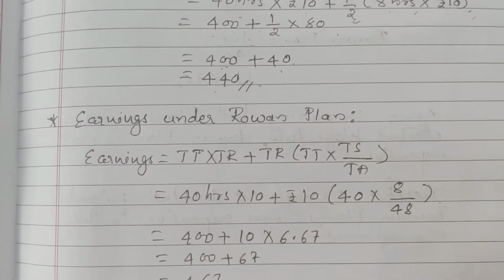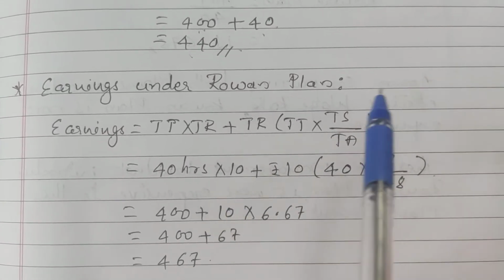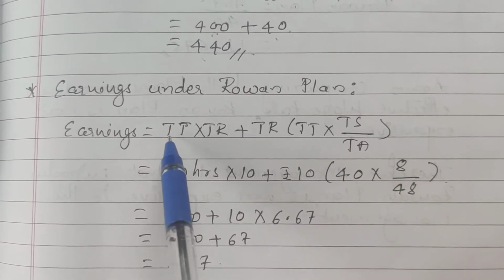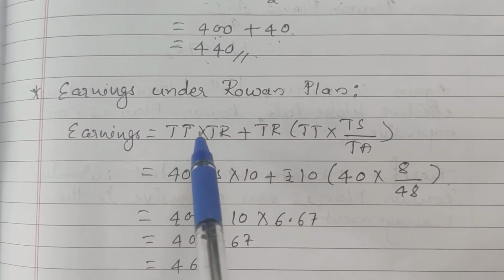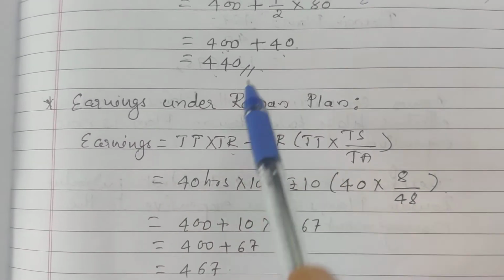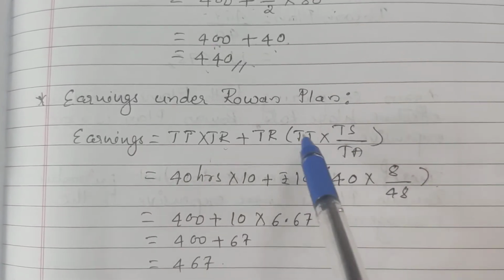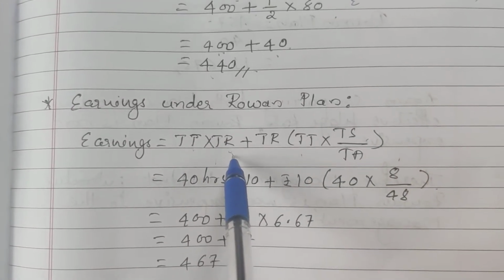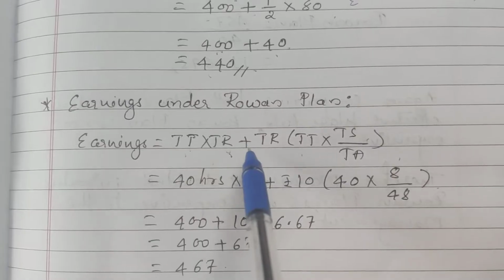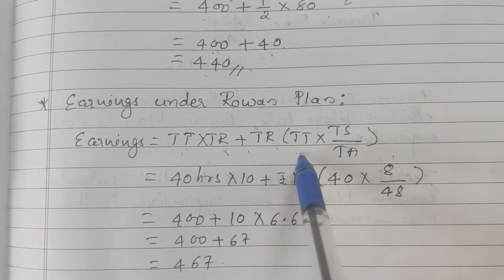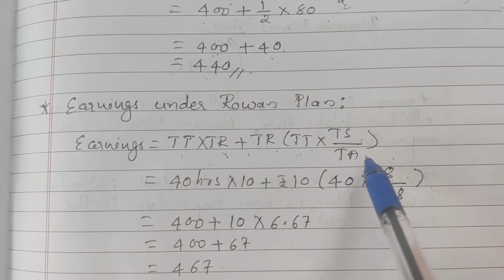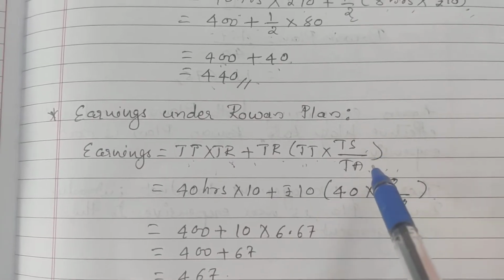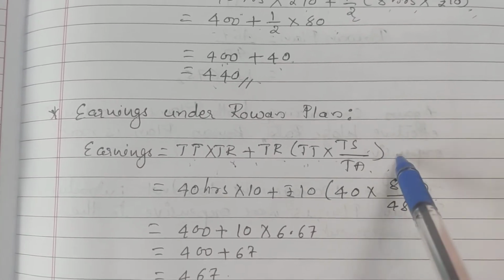Now we calculate earnings under the Rowan plan. According to the Rowan plan, we calculate earnings using the formula: time taken into time rate, which remains the same in Halsey and Rowan plans. Only the bonus plan is different; the basic pay is the same. That is time taken into time rate, plus time rate into time taken into time saved divided by time allowed.